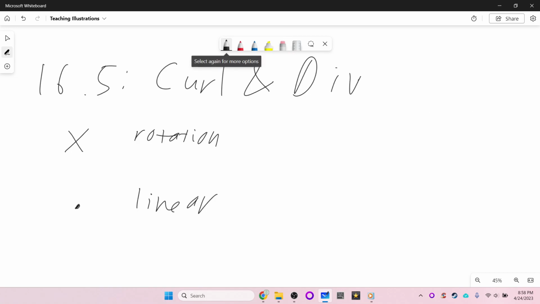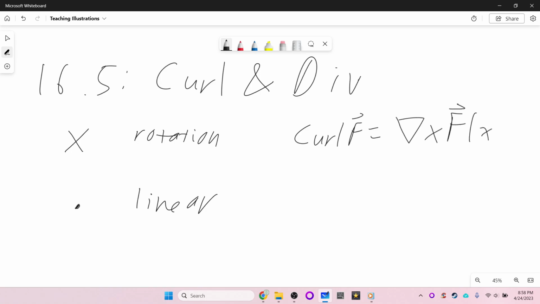Curl then is going to be gradient cross f at any point x vector. And the div is going to be gradient dot f at some x vector. So this is just the shorthand mnemonic, which, if you want to get really strict about logic, is bad, but it's used so commonly that it's fine, as long as you understand what it really means.